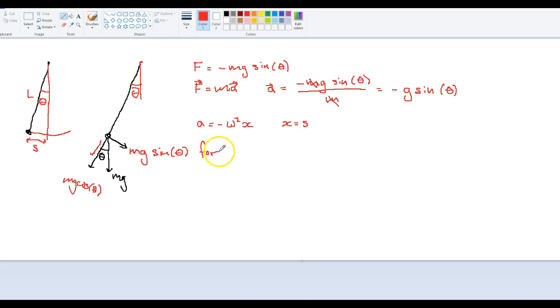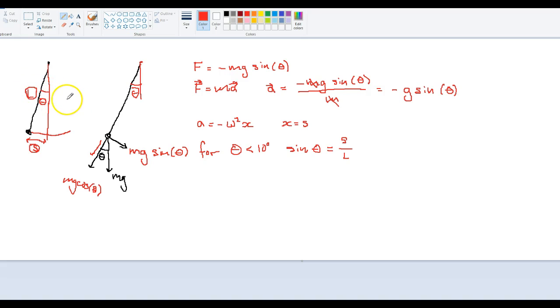For angles of theta less than approximately 10 degrees, sine theta is very, very close to S over L, which is this over that. Now this is a very important thing.